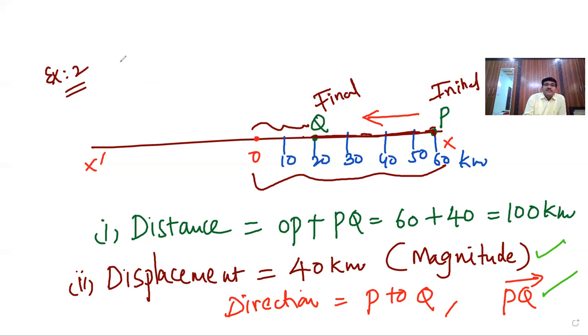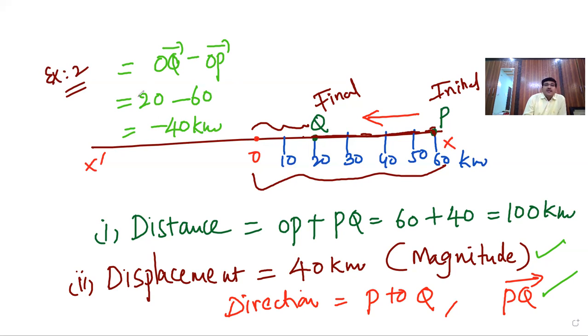Final position minus initial position. What is final position? OQ bar minus initial position OP bar. Year to year OQ 20. Year to year initial 60. So minus 40 kilometers. That means directly you can take final minus initial position. So 20 minus 60 is minus 40.